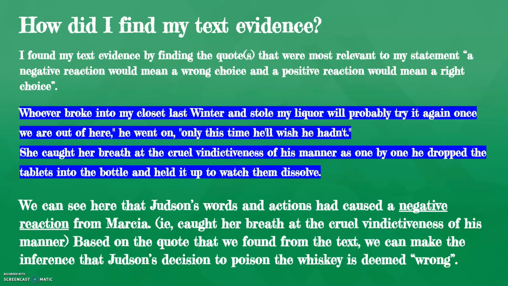So we can see here that Judson's words and actions caused a negative reaction from Marcia, because she caught her breath at the cruel vindictiveness of his manner, just like it was stated in the quote. Based on the quote that we found in the text, we can make the inference that Judson's decision to poison the whiskey is deemed wrong. Remember, we're going back to our previous statement. A negative reaction would mean a wrong choice, and a positive reaction would mean a right choice. And since this is a negative reaction, we can say that Judson's decision is deemed wrong.